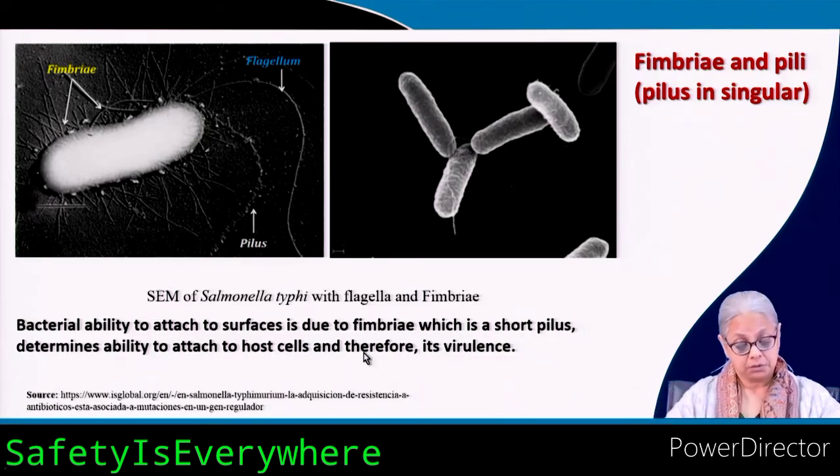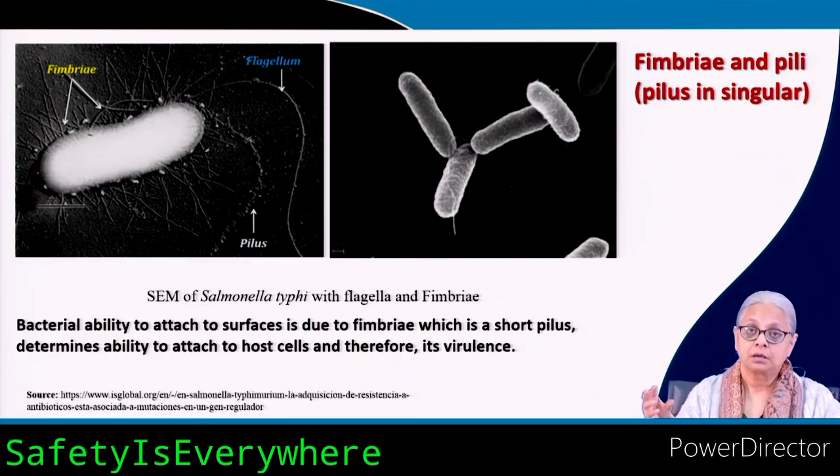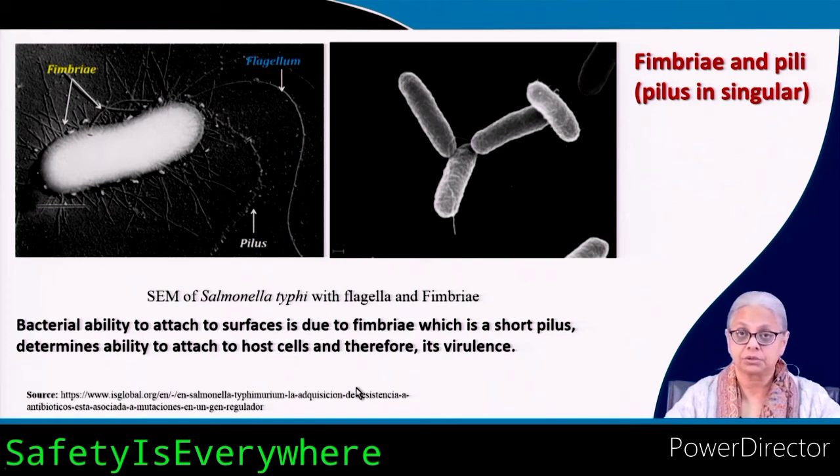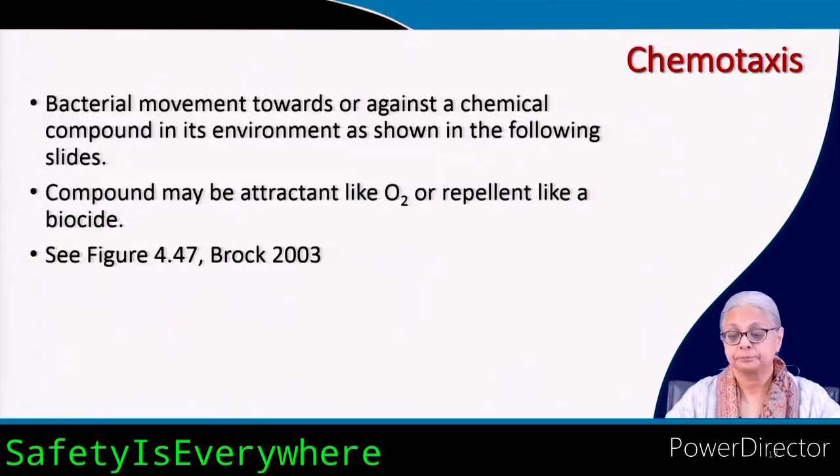So the fimbriae and the pili are together responsible for determining the virulence of the bacteria, because remember, if it attaches itself to a surface and then creates a pilus, then the first step of the process is attachment, and then by transferring the plasmid that gives it resistance and other functions, it determines the virulence of that particular bacteria.